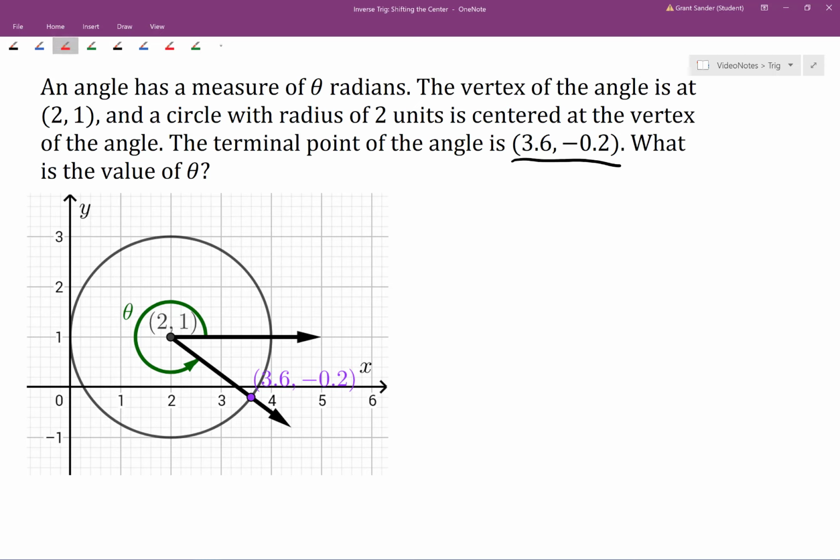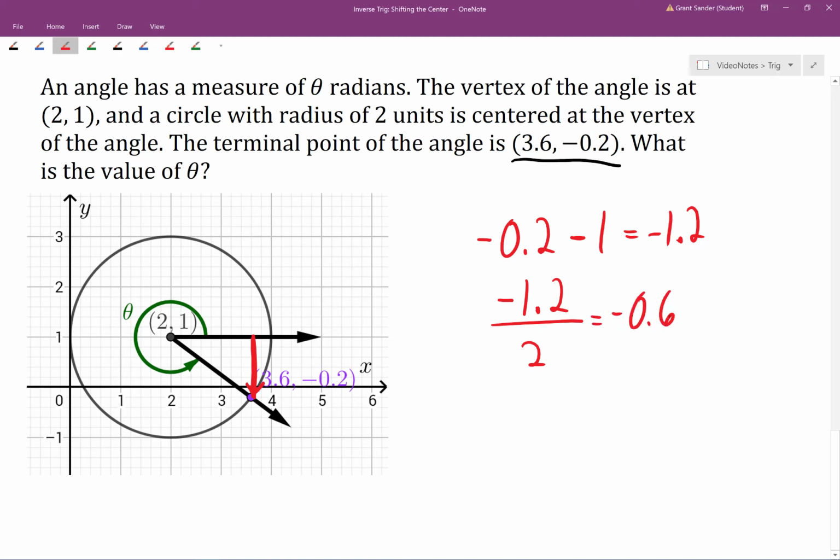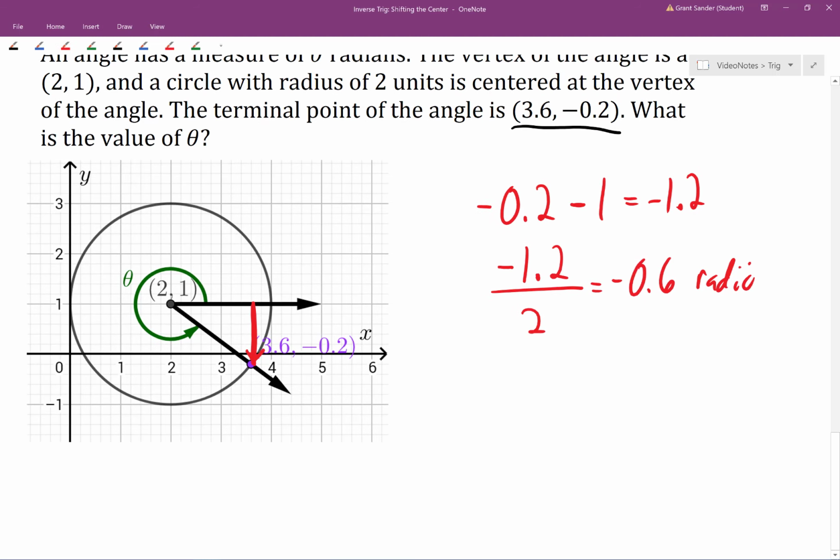The inverse sine function is going to take a distance above the center of the circle in radii as its input. That terminal point's y value is negative 0.2, and the center of the circle has a y value of 1, so the terminal point is negative 0.2 minus 1, which equals negative 1.2 units above the center of the circle. Since the radius of the circle is 2, that terminal point is negative 1.2 divided by 2, which equals negative 0.6 radii above the center of the circle.